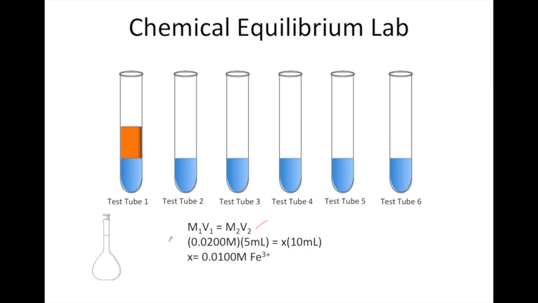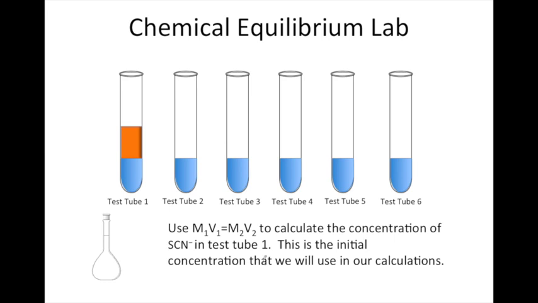Now we put 5 mils of the stock. So our stock concentration is 0.02. We put it in there with 5 mils of the thiocyanate, right? So our final volume is 10 mils. So when we combine these two together, we're actually having another dilution. So 5 mils of the iron stock is combined with 5 mils of the thiocyanate. That gives us our V2, and we can solve for X, which is our concentration of iron in our test tube, and it should come out to about 0.01 molar iron.